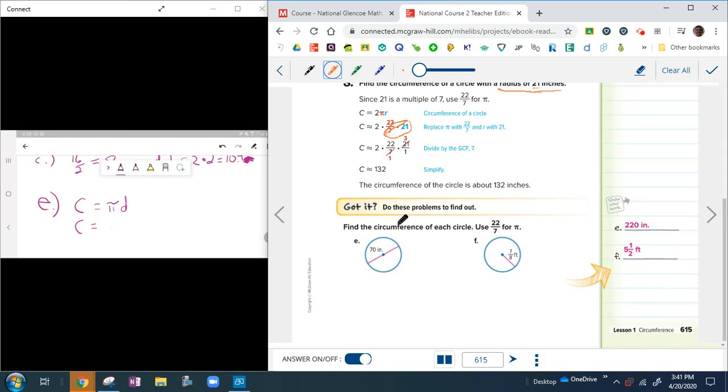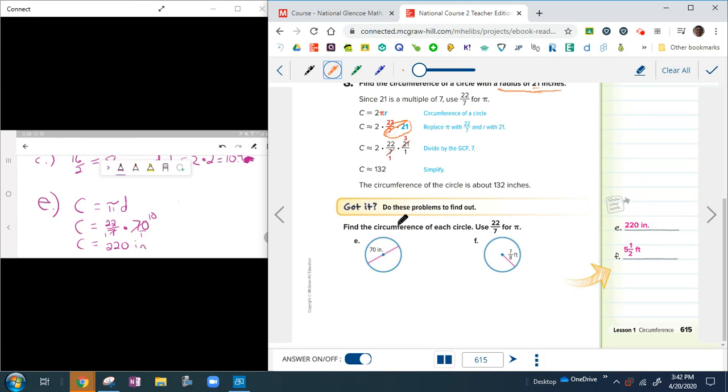They gave a diameter that's a multiple of 7, so it's going to actually work nicely with 22/7. And I replace the d with 70 because that's what the diameter is. I could have done 3.14, but I chose to use 22/7 because my diameter will cross simplify nicely. So now I'm going to put that over 1, simplify, 7 goes into 7 once, 7 goes into 70 10 times, and then multiply the numerators and denominators and get 220, and that's going to be inches. So my circumference there is 220.